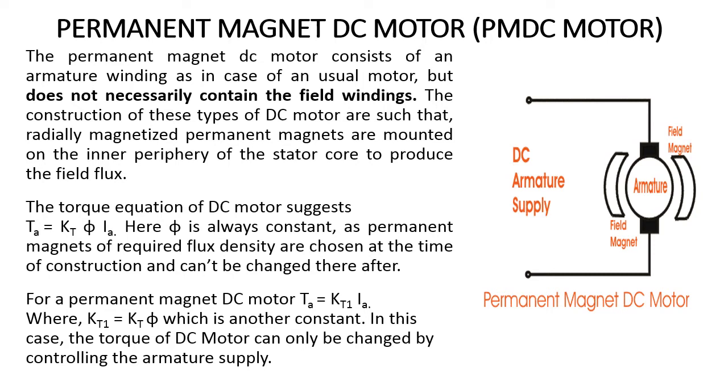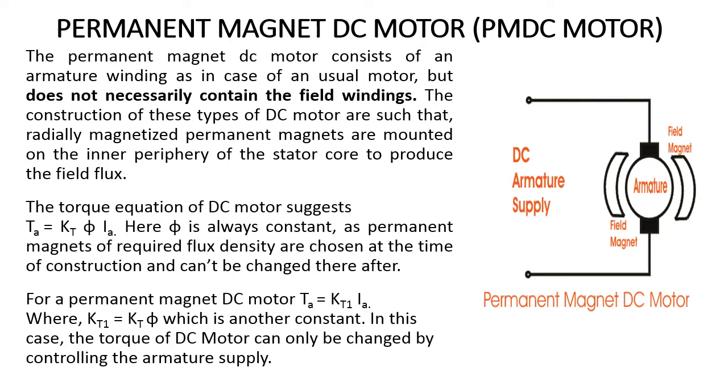The permanent magnet DC motor, in short, is called a PMDC motor. It consists of an armature winding as in an usual motor, but doesn't necessarily contain field windings. The construction of this type of DC motor is such that radially magnetized permanent magnets are mounted on the inner periphery of the stator core to produce the field flux. That is, the magnetic flux is supplied by a permanent magnet. That's why this motor is called a PMDC motor.